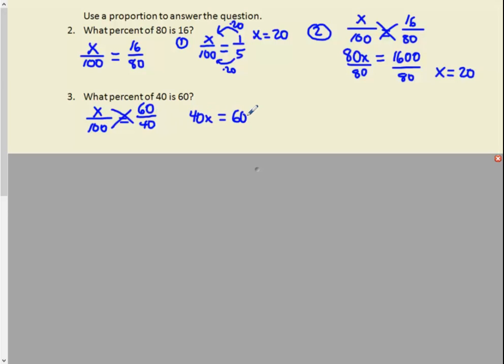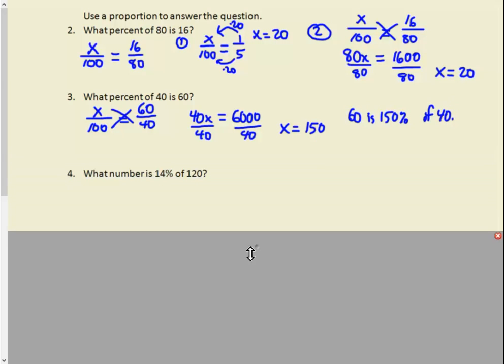is equal to 6,000, and so then we would divide by 40 to get x equals 150. So 150%. So we could say 60 is 150% of 40, which makes sense because 150% means more than it's half again as much, and 60 is half again as much as 40.